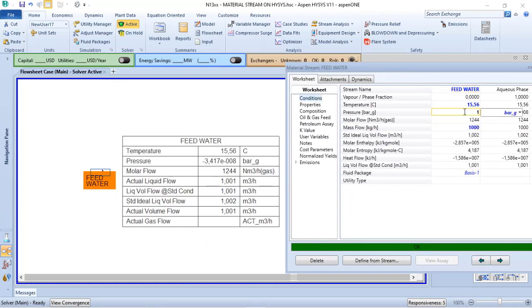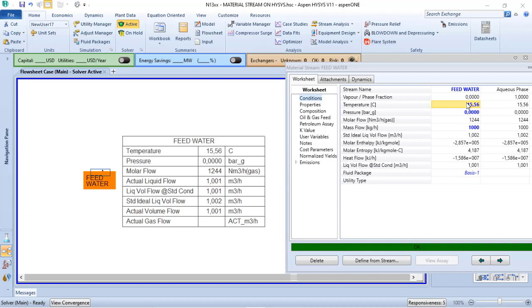So in this case, I will consider 1 atm and 150 Celsius degree. So now I don't have actual liquid flow, it's 0. My liquid volume flow at standard condition is the same because it's based on 60 Fahrenheit and 1 atm. The standard ideal liquid volume flow is the same because it is considering the standard ideal mass density at 60 Fahrenheit and 1 atm. My actual volume flow is 1,911 cubic meters per hour.